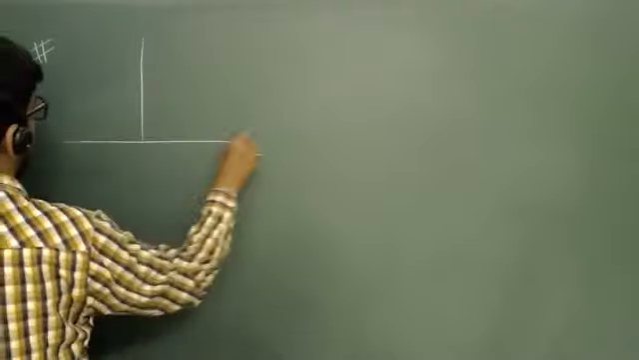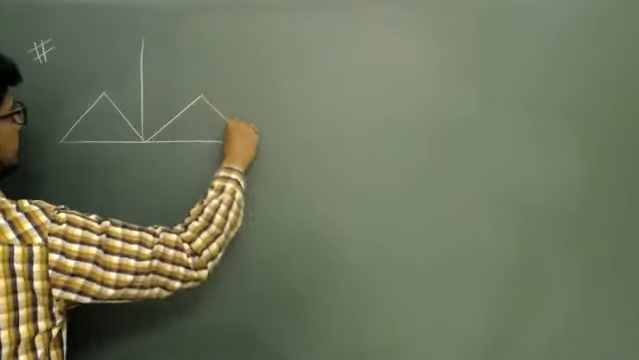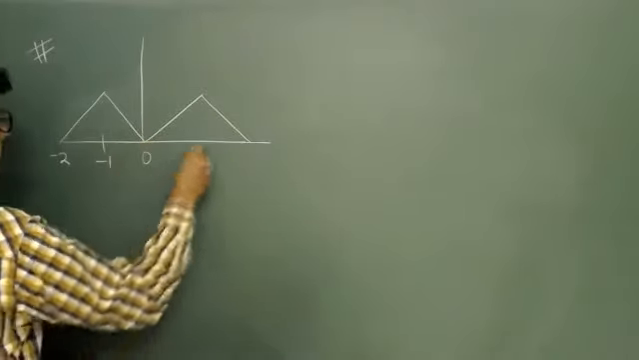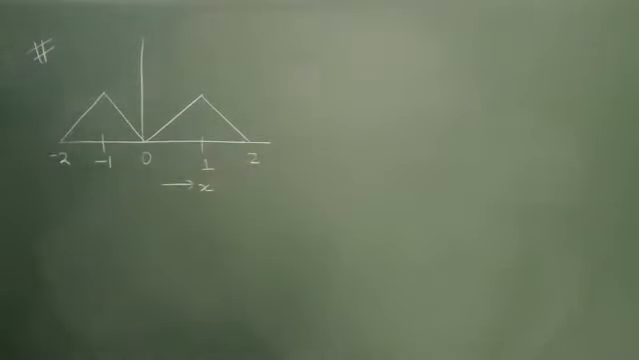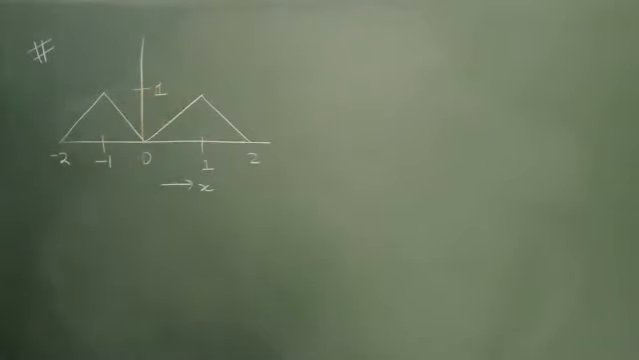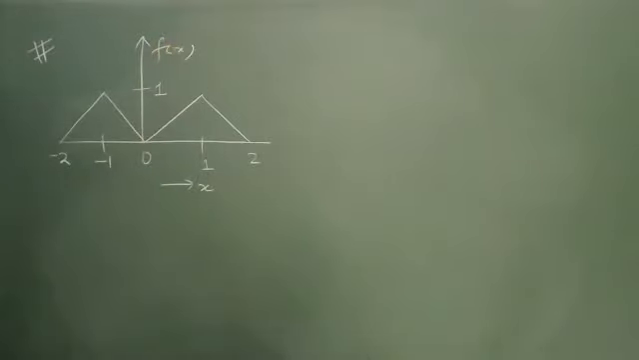it is given in the form of graph. Actually the function is given in the form of graph, and the graph is like this. Okay, it is given like this. It is -2, 0, -1, 1 and 2. This is your x-axis, and this value is 1. Okay, this value is 1, and this is your f(x). So this is f(x), this is x, this is 1.